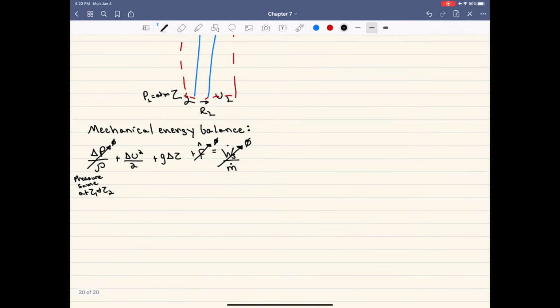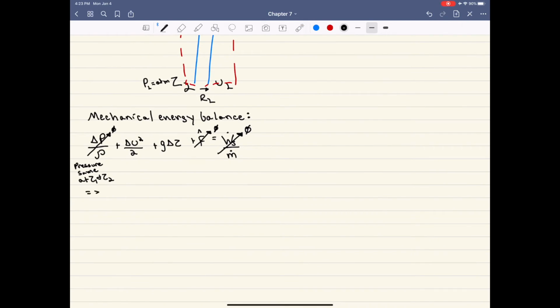And so let's expand out the kinetic and potential energy terms. What we have is (U2 squared minus U1 squared) divided by 2, plus g times (Z2 minus Z1), equals 0. Okay? And if we rearrange the equation, we can now describe the velocity U2 as a function of everything else.